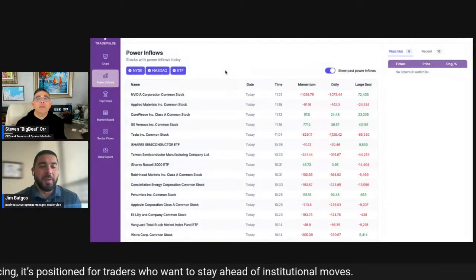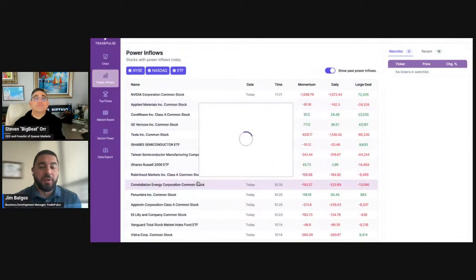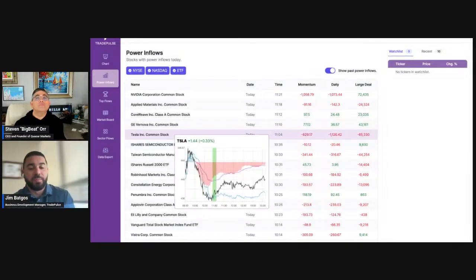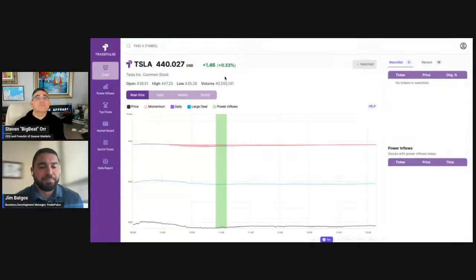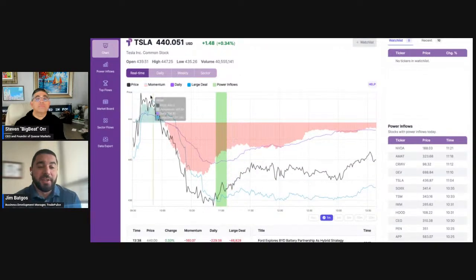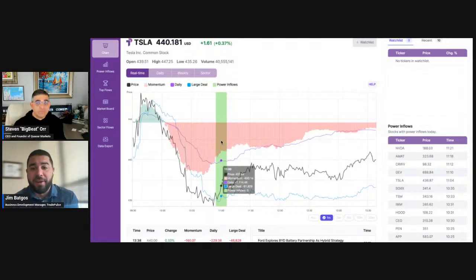Yep, exactly. So here's a list of all the different power inflows that came in today. As you see, Tesla's one of them. We'll go ahead and pick that one. There it is. And as you can see, price really dipped in the first couple hours. Power inflow came in around 11 a.m. Eastern. And you can see that shift.